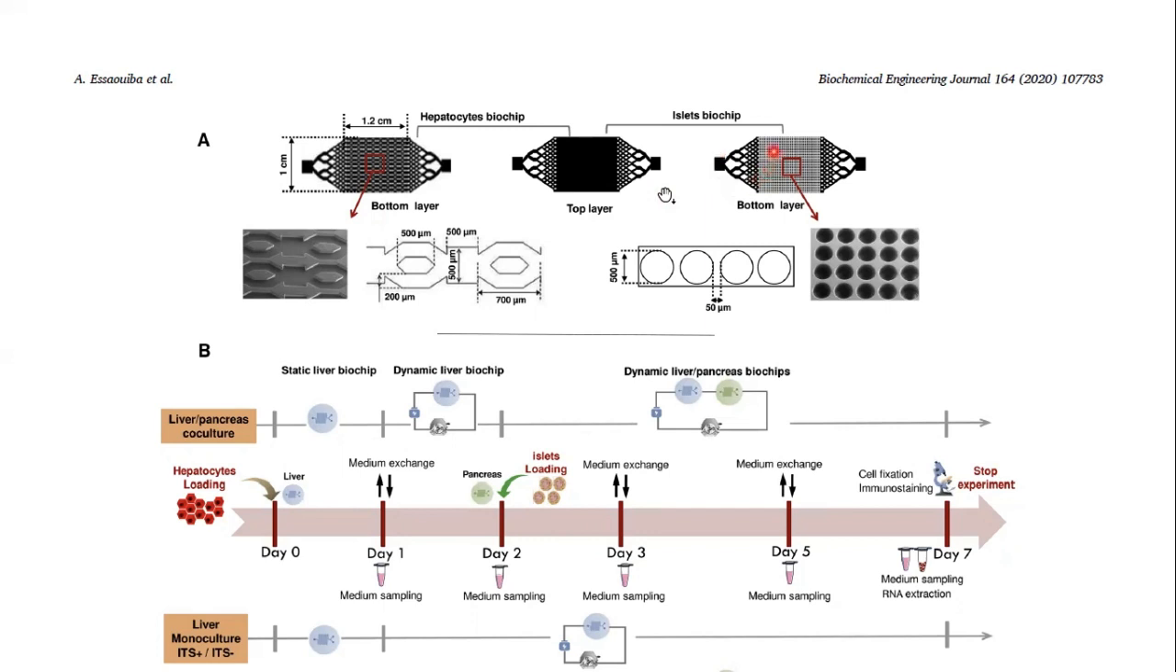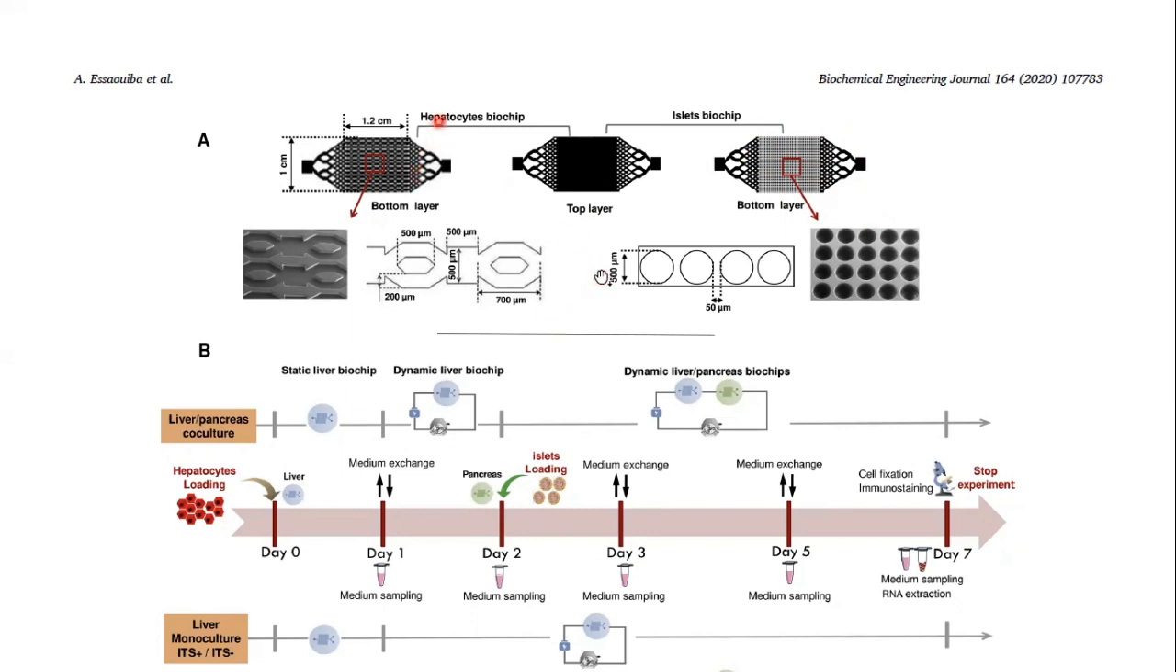A microchannels network placed at the inlet and outlet of each layer made it possible to distribute the culture medium homogeneously in the biochip. This is the microchannels network that allows for a homogeneous distribution of the culture medium.